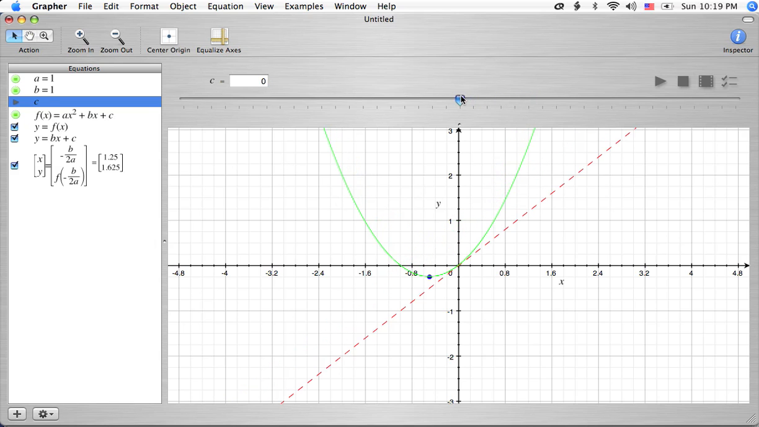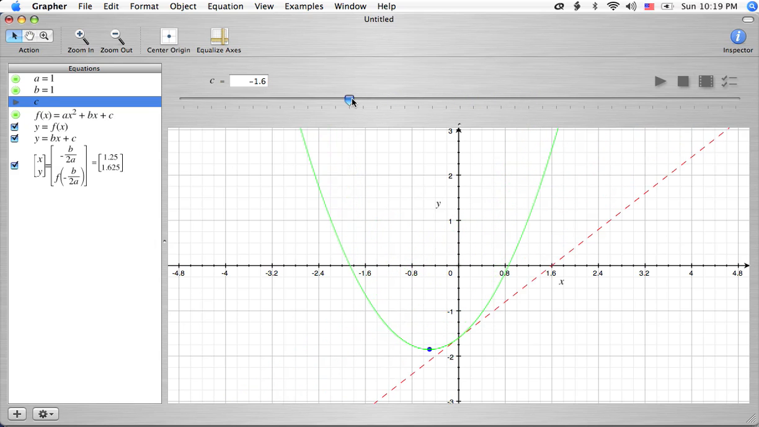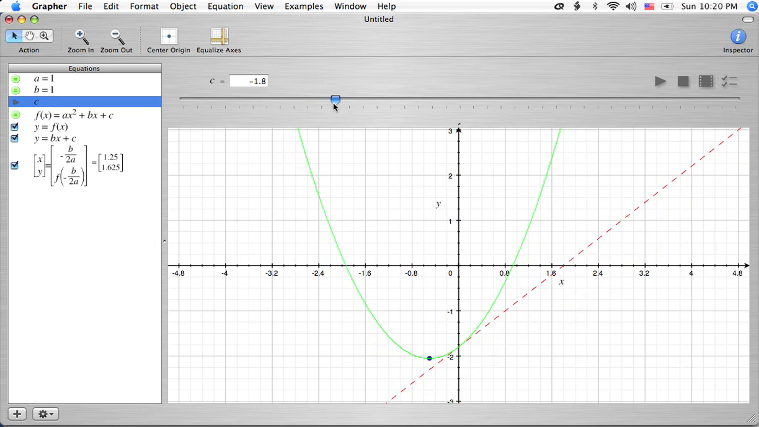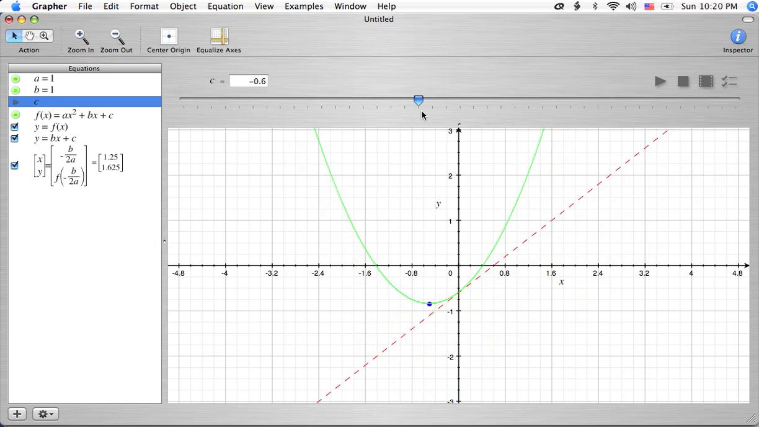A couple other points. We've got 0, -1.6, and let's say -3, which is just right here at the tip of our screen. So C isn't doing anything too spectacular, just moving everything up and down, and you will see this in lots and lots of equations where one of the parameters is just assigned to move things basically up and down. So that's the end of this particular video on quadratic equations.